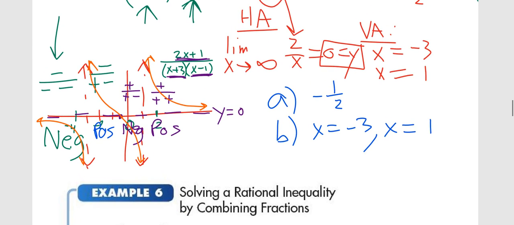When is it positive? There's 2 intervals where it's positive. What are they? Negative 3 to what? Negative 3 to negative 1/2. Oh, it goes from the vertical asymptote to the 0. That's where it's positive. Where else? 1 to infinity.